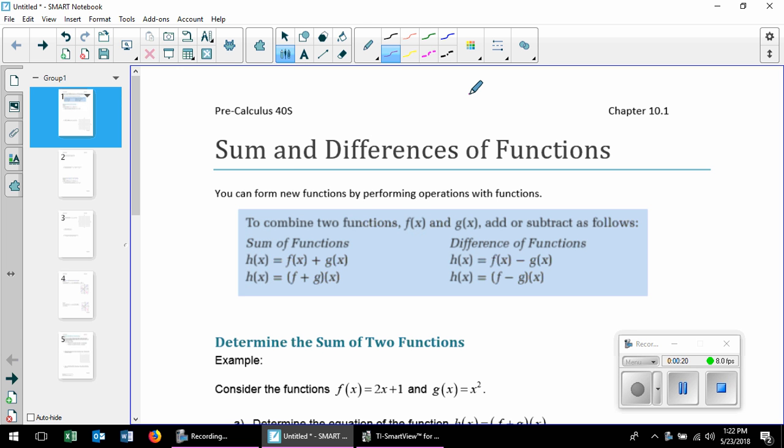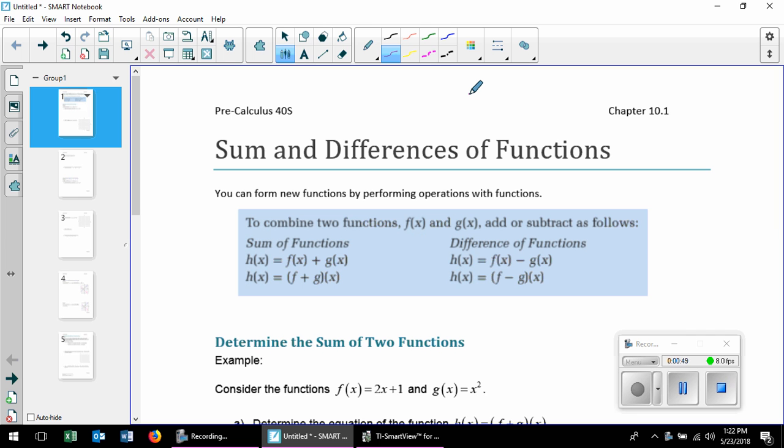We're moving into chapter 10 now. Logs are kind of on the back burner. I know some of you are still finishing your logs, so not a big deal. Some different functions. This is a nice, easy chapter. So sum, we're adding the functions together, and difference, guess what we're doing? We're differencing them.